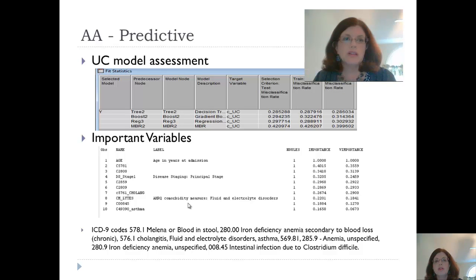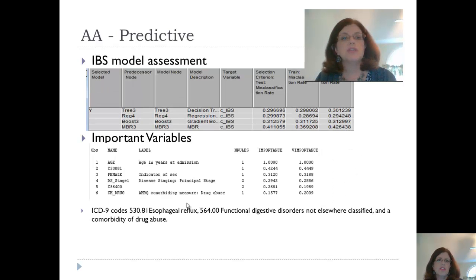And we're going to consider those that are unknown. The next predictive model we'll look at is the IBS model assessment, those conditions that involve other organs, like the heart or the liver. Again, we see the tree model had the best misclassification rate, 0.29. Now we found tachycardia, cholangitis, and pancreatitis have been the subject of research studies about IBD and their relationship to those diseases, and they have been verified in research literature. The important variables were age, gender, and disease staging, with comorbidity of drug use. So for the ICD-9 codes, if you were a pediatric gastroenterologist, you could look at our results as far as reflux in the esophagus and functional digestive disorders.